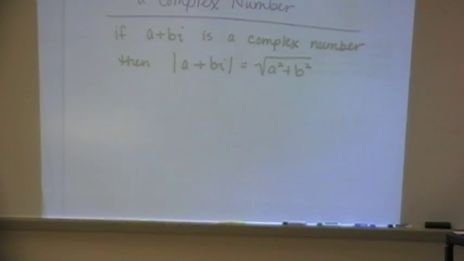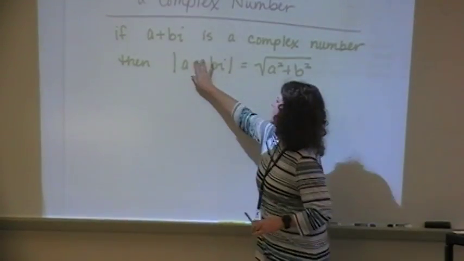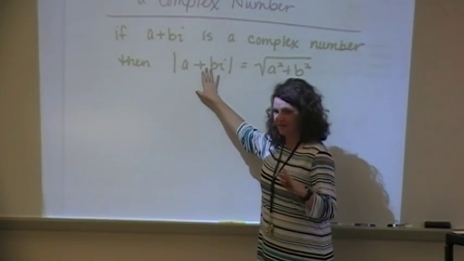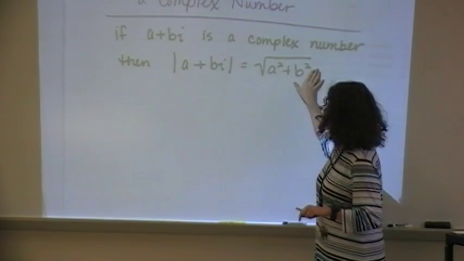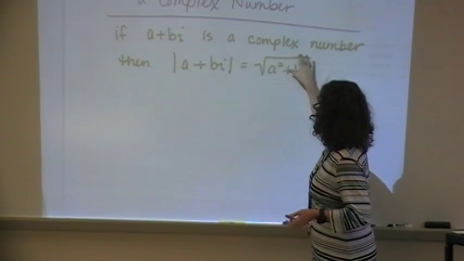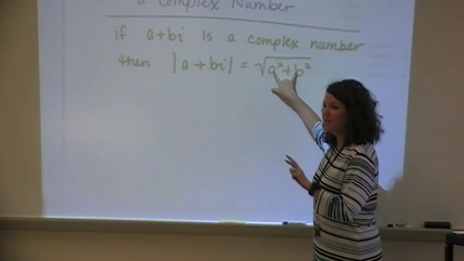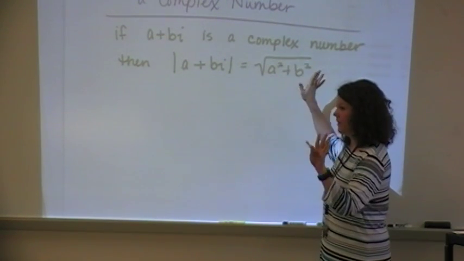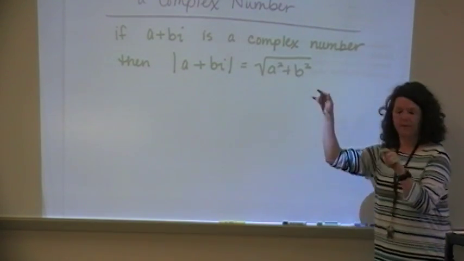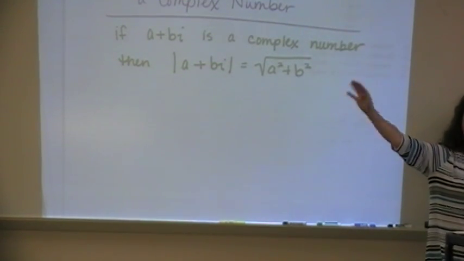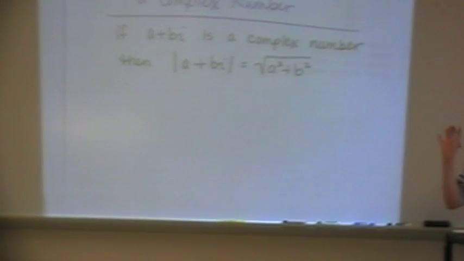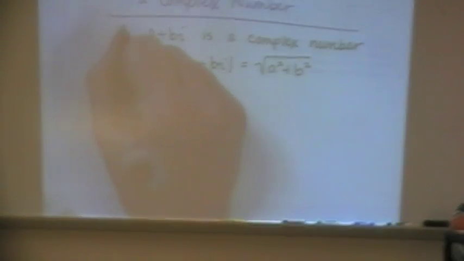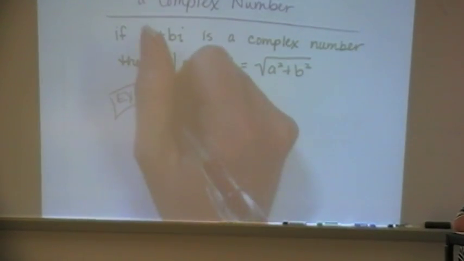So this is the pattern. If they give you absolute value signs and inside of it they put a complex number, then you're going to change the absolute value to a radical, and you're going to square the a and the b. Notice there's no i inside of here. It's gone, because we squared it anyway. Don't try to understand it. It's just gone. That's all you need to know.